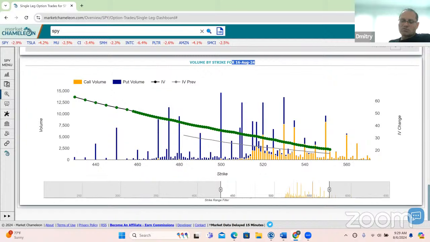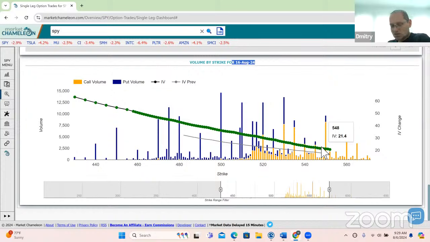And then the question is, well, how did it change? Right? We had news, we had trading activity. How did the implied volatilities change? Well, that's this next line over here with the circles. The green circles represent that the implied volatility went up. If it was a red circle, the implied volatility from the previous day went down.